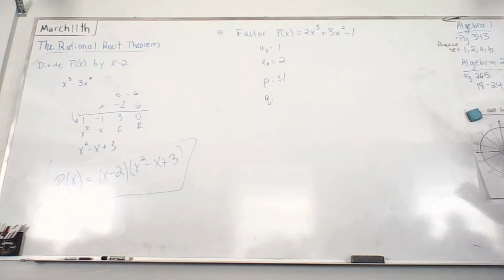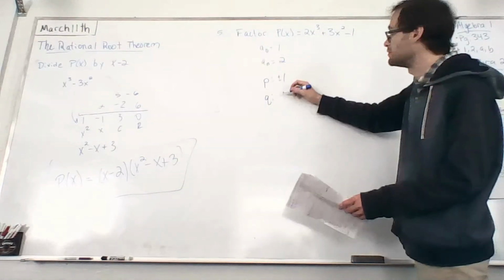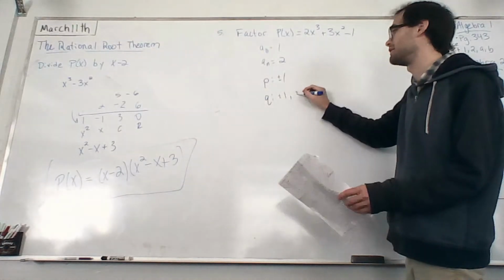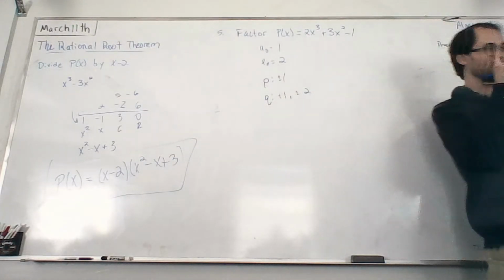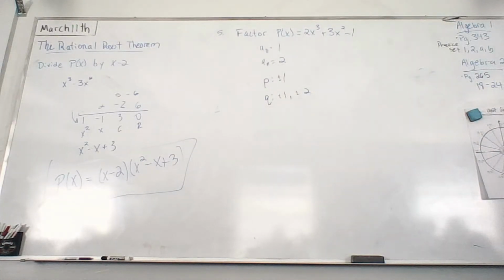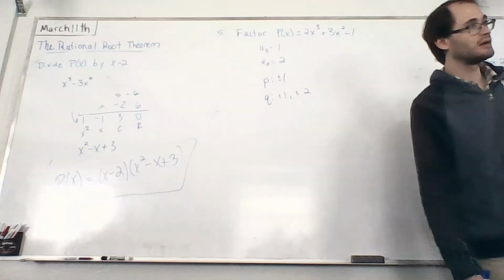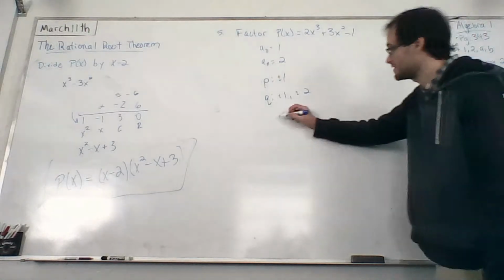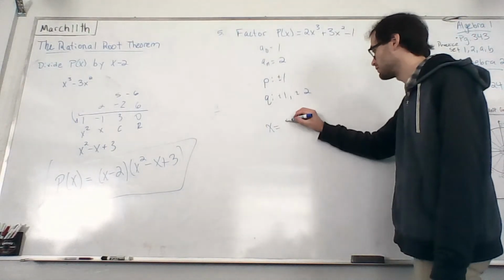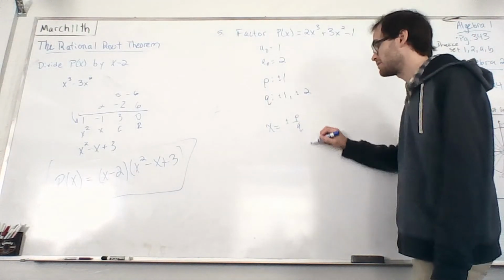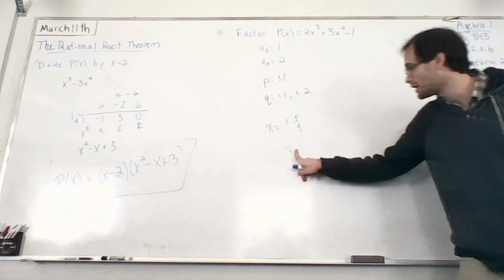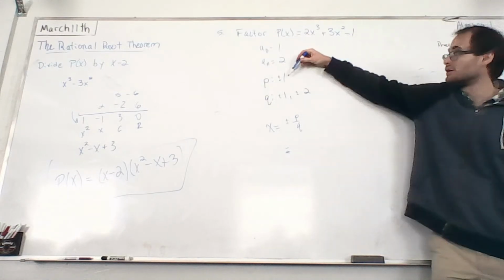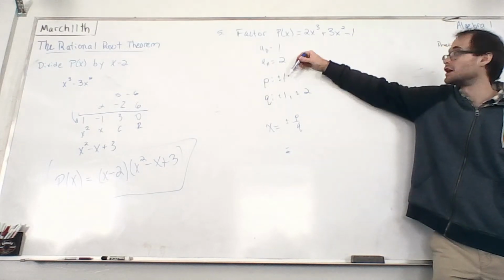Okay. Q. That is factors of 2. So plus minus 1, plus minus 2. Wait, where'd you get those? I used my noggin. They are the factors. Okay. I got to list out my possible rational roots. Plus minus p over q. For this problem, they're going to be 1 over 1 and 1 over 2.